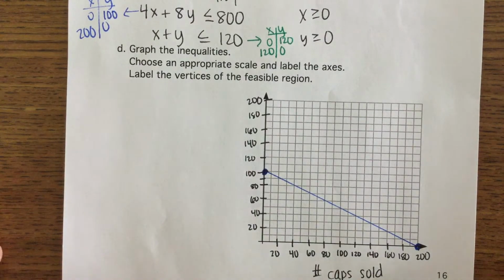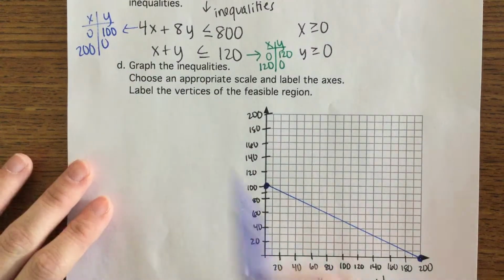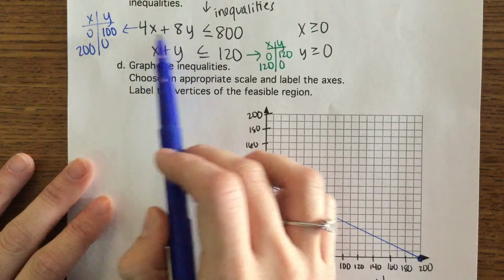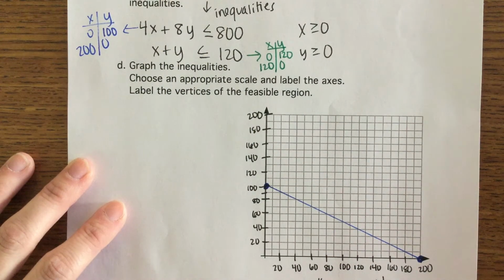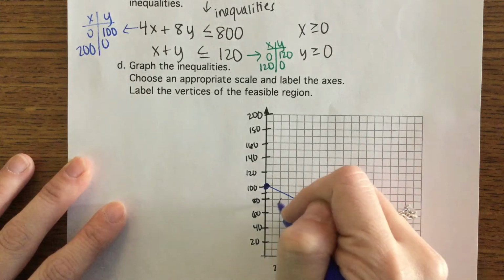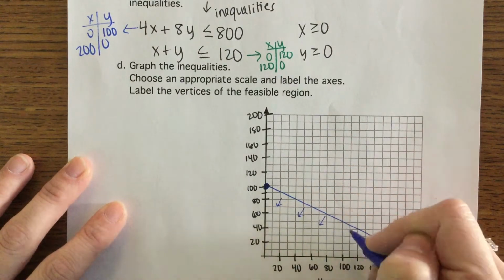Now, there should be shading here, so we need to check for the shading. If I plug in 0, 0, I get 0 is less than or equal to 800. True or false? True. So we're going to shade towards 0, 0.